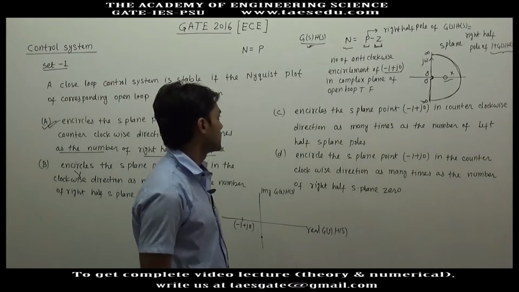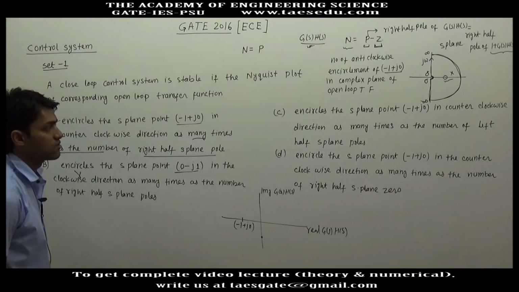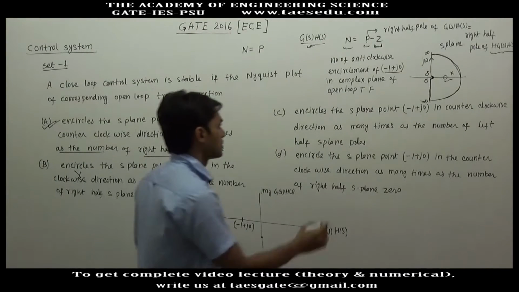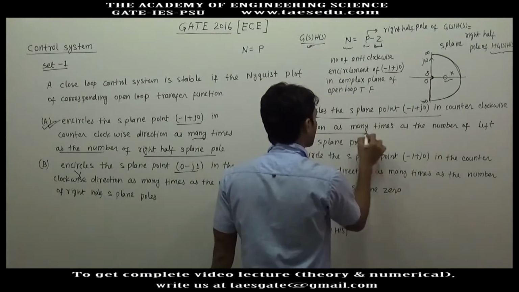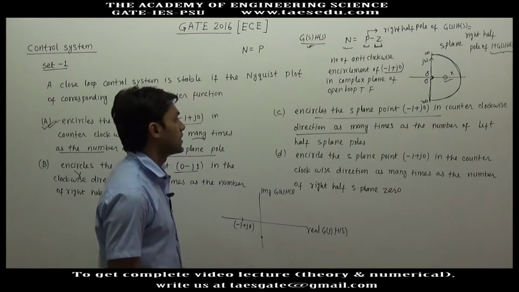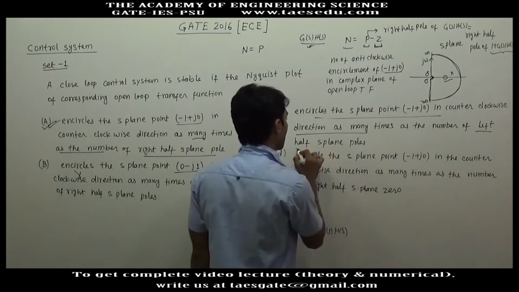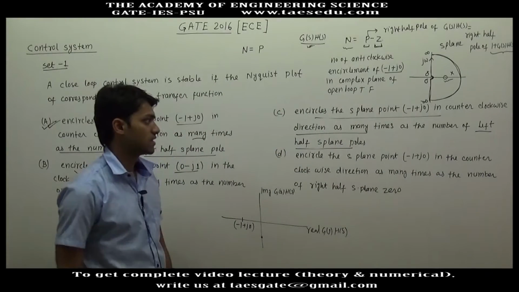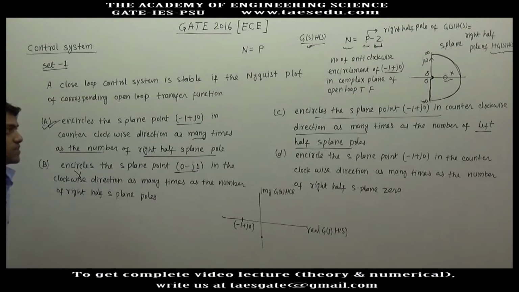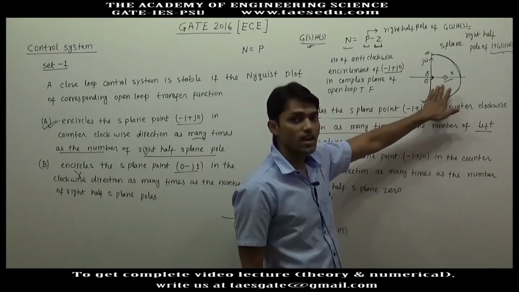In option C it says encircle the S plane point -1 plus J0 in the counterclockwise direction. Up to here the statement looks good, as many times as the number of left half S plane poles. Here this option talks about left half S plane poles. We are not interested in left half S plane poles because while making the Nyquist plot we cover the entire right half of the S plane.